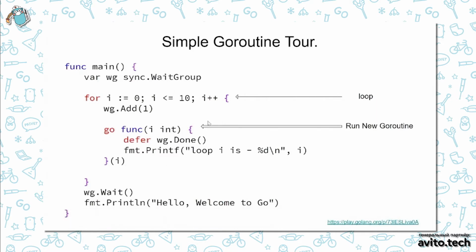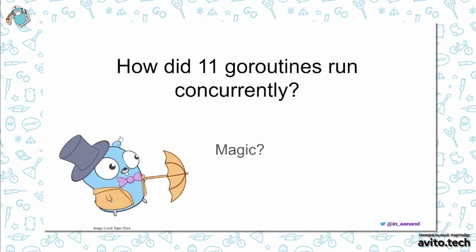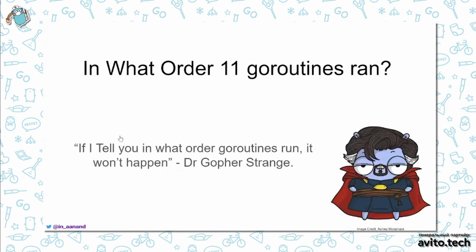So if we look at this one combination of output, we have two questions from this example. How did these 11 goroutines run concurrently? Was there some sort of magic? And another important one: in what order did these 11 goroutines run?